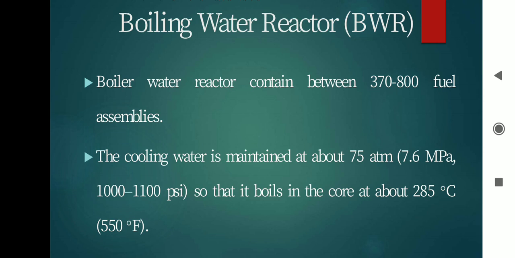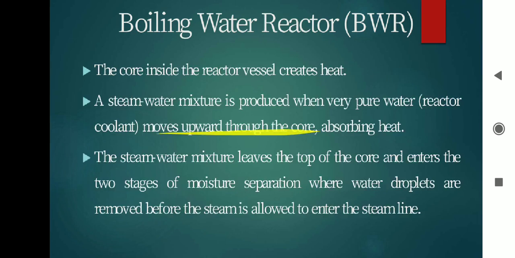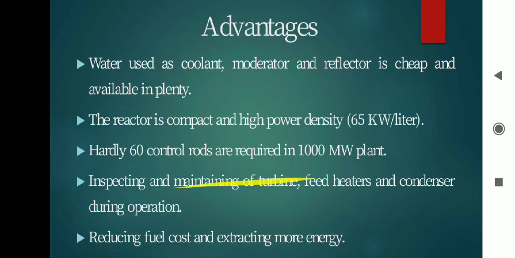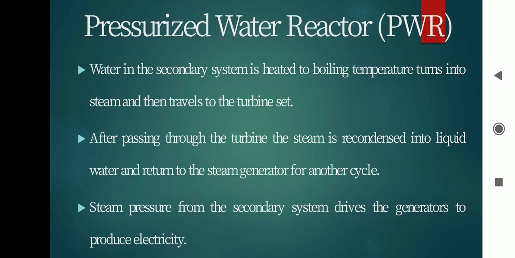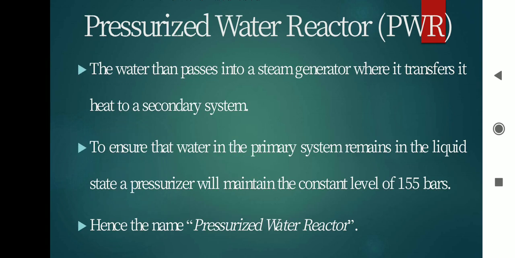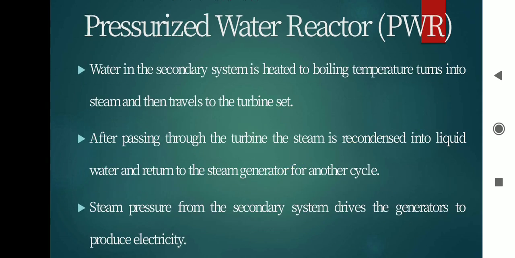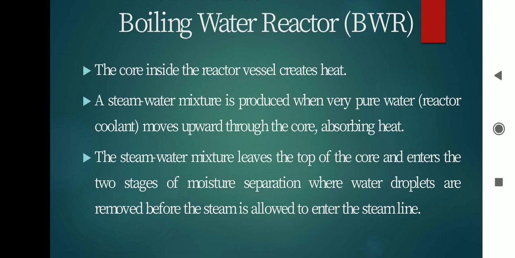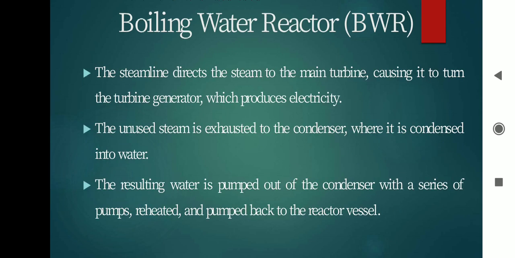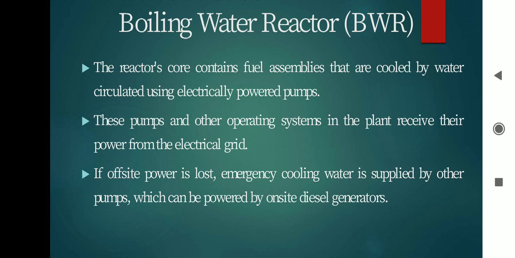And the next thing is the temperature. Here we are maintaining 296 to 327 degrees centigrade in the pressurized water reactor. In the BWR, we are maintaining a higher temperature at the reactor core, 296 to 390.